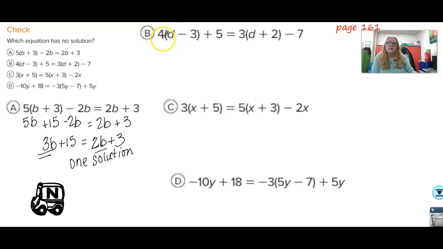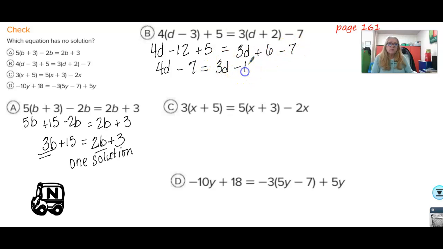On letter B, 4 times d is 4d. 4 times -3 is -12. Plus 5, we just bring on down. 3 times d is 3d, and 3 times +2 is +6. Bring down the -7. So we could stop here because I can see that the variable terms aren't going to match. -12 and 5 is -7. There's only one 3d over here. 6 and negative 7 is minus 1. It doesn't matter what the constants are. If these are different, it has one solution.